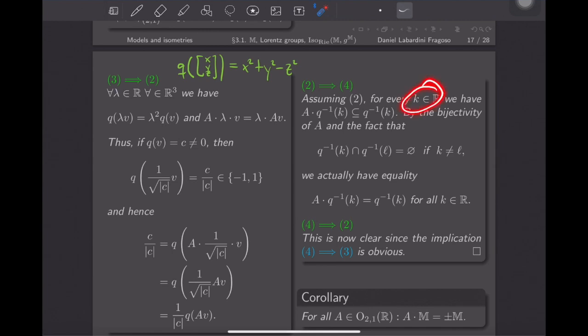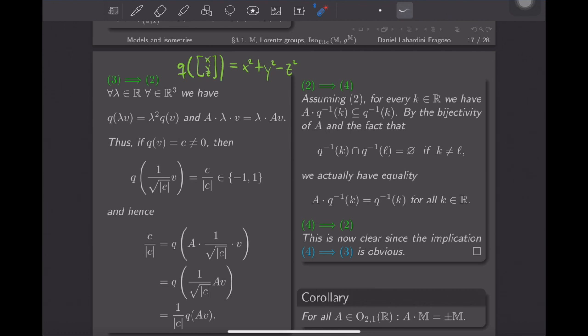For every real number k, I know that A of the level set of k is contained in the level set of k. If I change from that k to another real number L, I know that for this other real number L, the A of the level set is this other level set. But these two level sets are disjoint. If I change the real number, the level set really is completely disjoint. And that's simply because Q is a function.